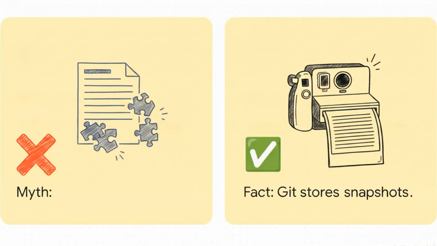What's really interesting here is that we first need to shatter the absolute biggest Git misconception out there. The myth is that Git stores diffs, meaning it just stores the line-by-line changes made to files over time. But the fact is, Git actually stores complete snapshots of your project. Every single commit is a full, complete picture of your working directory at that exact moment. Git just computes the diffs on the fly when you ask for them. And because it automatically deduplicates files, an unchanged file costs absolutely no extra storage space.